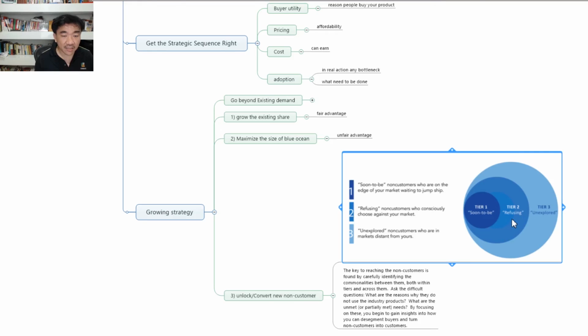And tier 2: they know you already, but the offering that you make does not meet their requirement. So this is a tier that has a need, but you cannot fulfill their need. And the third is unexplored, meaning people who don't know that they need to use your product or service, or don't know its benefit. They never tried your product or service before.